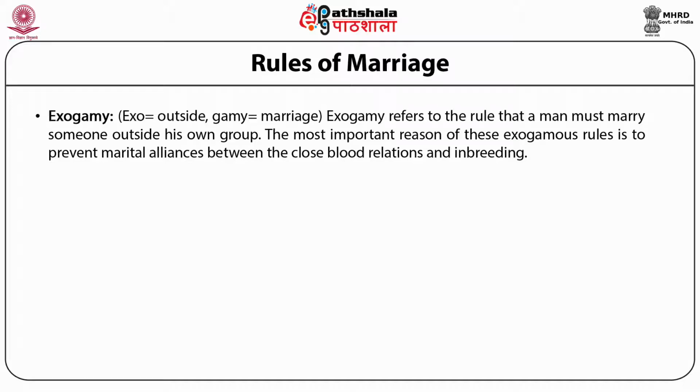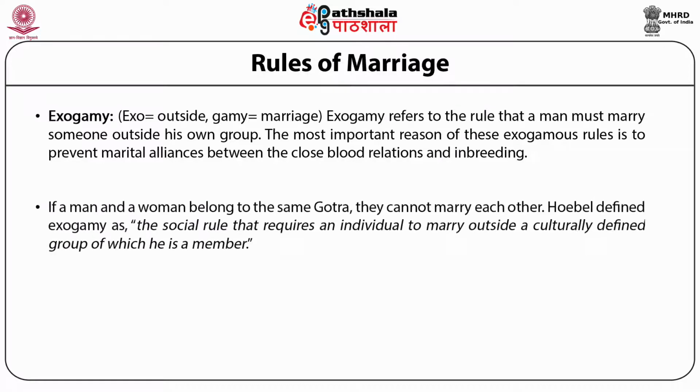The most important reason for these exogamous rules is to prevent marital alliances between close blood relations and inbreeding. Exogamy, as it is now widely practiced around the globe. If a man and a woman belong to the same gotra, they cannot marry each other.